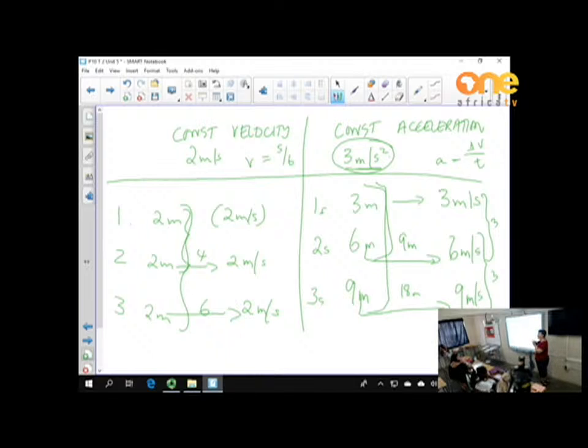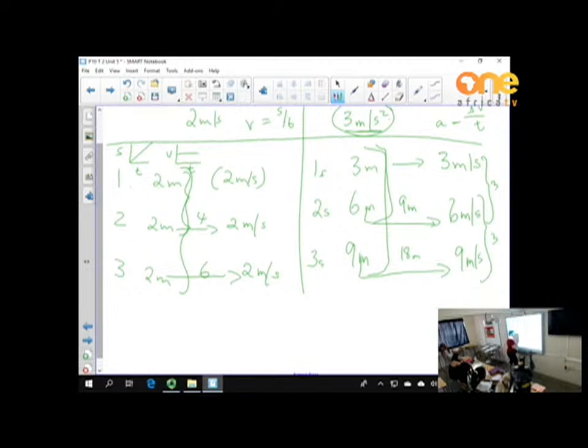Because one tends to become very confused. We have done constant velocity in the previous unit. In this unit, we must now look at acceleration. Can you remember the graphs? We had a displacement time graph for constant velocity. It looks like that. A velocity time graph for constant velocity looked like that. Now, the acceleration time graphs.